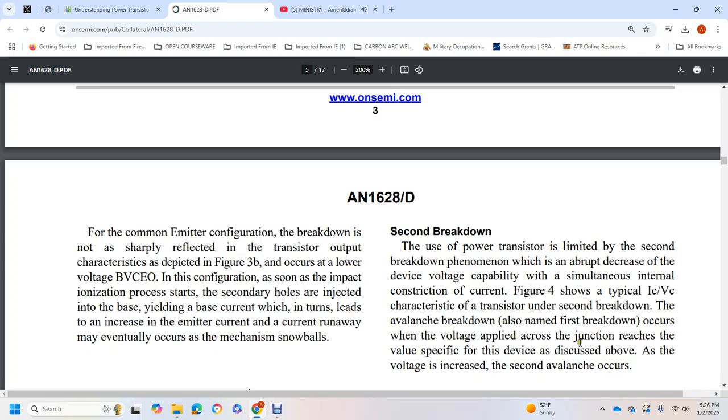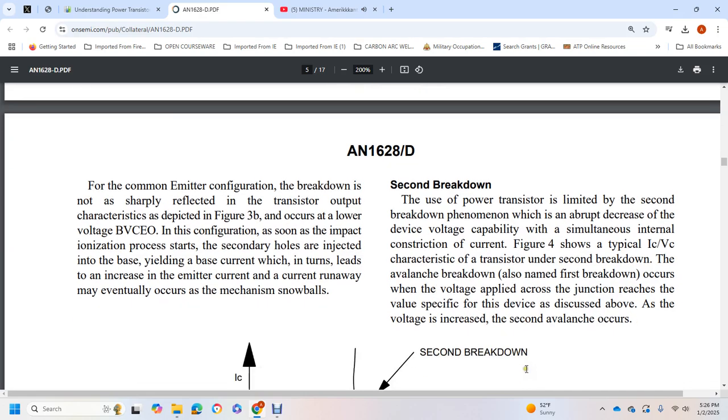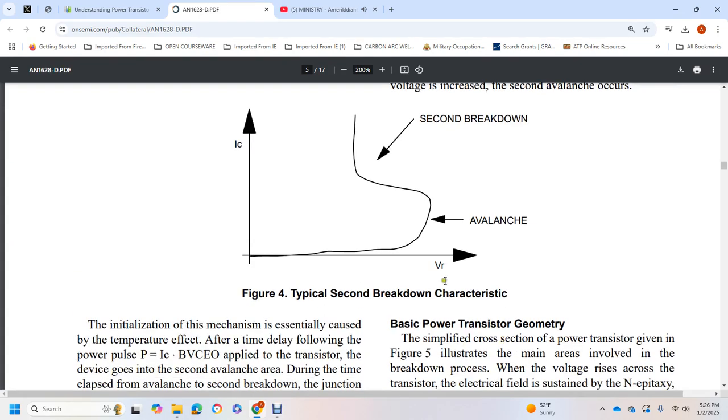The avalanche breakdown, also named first breakdown, occurs when the voltage applied across the junction reaches a value specific to the device, as discussed above. As the voltage is increased, the second breakdown voltage occurs. Figure 4 shows typical second breakdown characteristics.